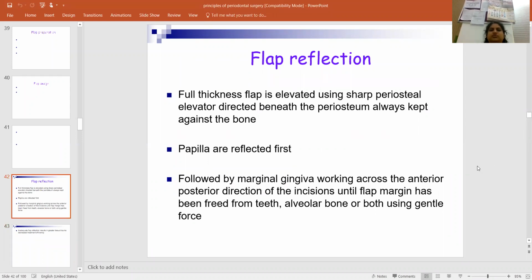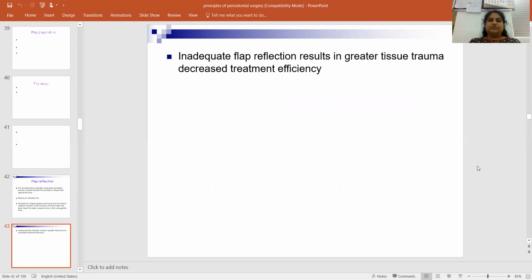Flap reflection. A full thickness flap is elevated using a sharp periosteal elevator directed beneath the periosteum, always kept against the bone. We use the periosteal elevator to reflect the flap. So what happens basically, the instrument is pushed in between the flap and the bone, and it is always kept against the bone. The papilla is reflected first, followed by the marginal gingiva, working across in the anterior posterior direction of the incision, reflecting until the flap margin has been freed from the tooth, alveolar bone, or both, using gentle force.